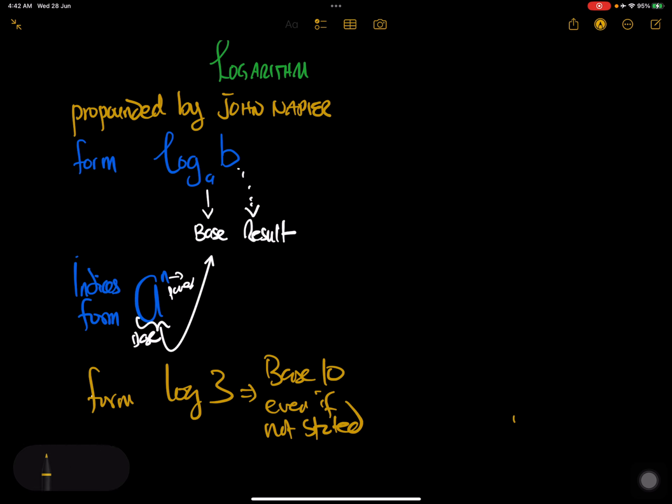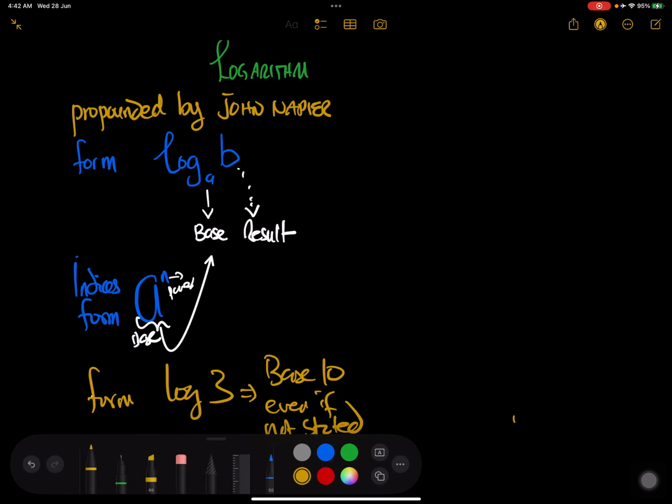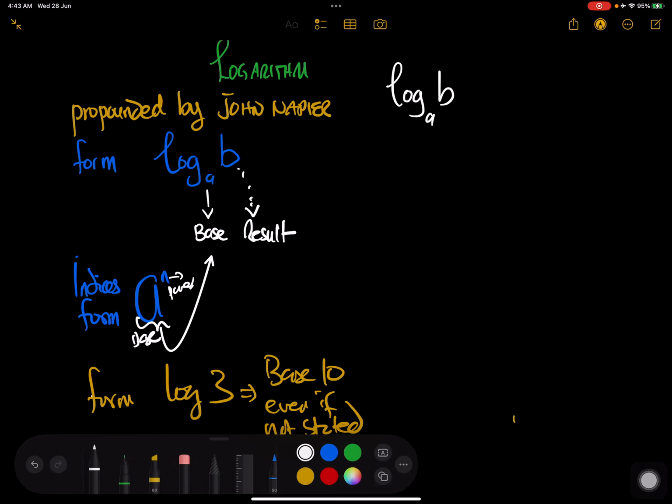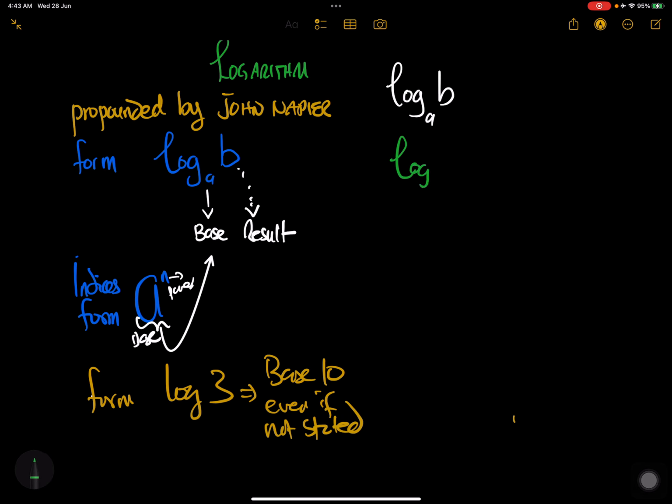Let's say we're still with the same log b, and then base a. How do we evaluate this? To evaluate this, we normally will have something like log b to the base a. We equate it to x because we want to evaluate it.